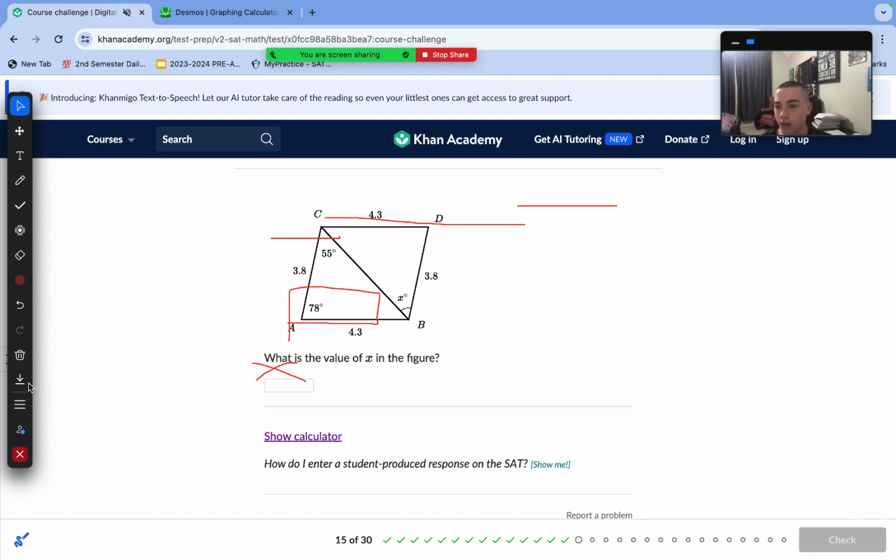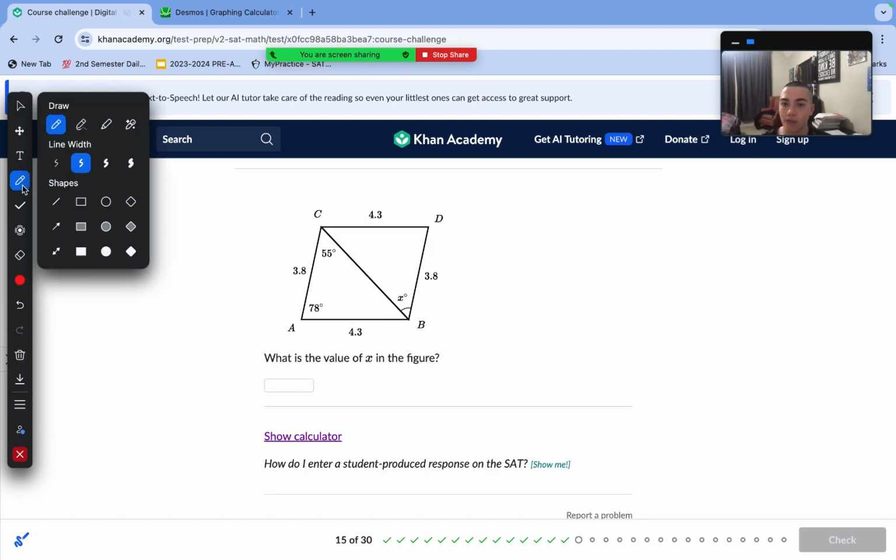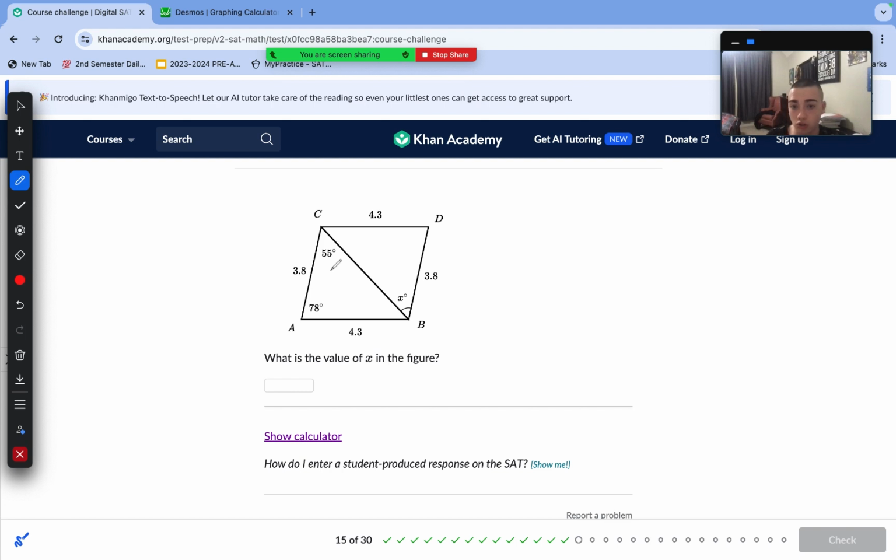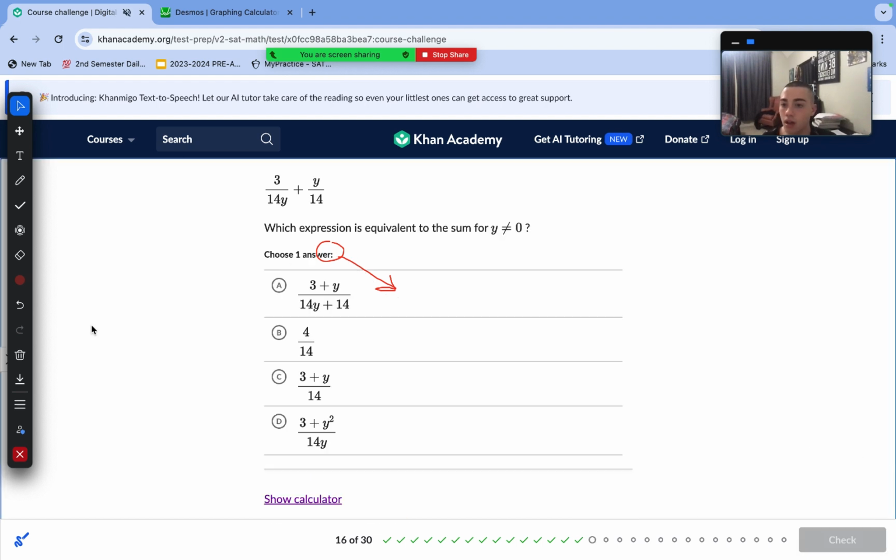Okay, what is the value of x in this figure? We have congruent triangles here. With these congruent triangles, this angle is going to be equal to that angle right there. So that means the value of x is simply 55 degrees.